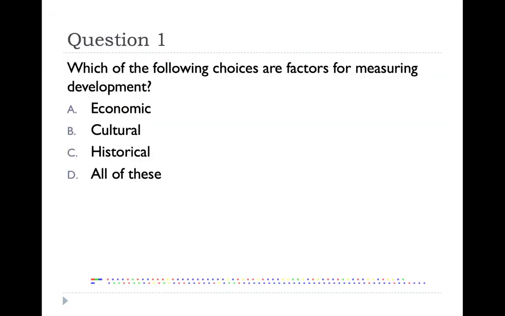Question number 1. Which of the following choices are factors for measuring development? Economic, cultural, historical, or all of the above? The answer is all of the above. This is kind of a trick question. The cultural factors are also known as the social factors. Okay? And then your historical factors are also your demographic factors or your hardcore data factors. So all three of these things factor into measuring development.